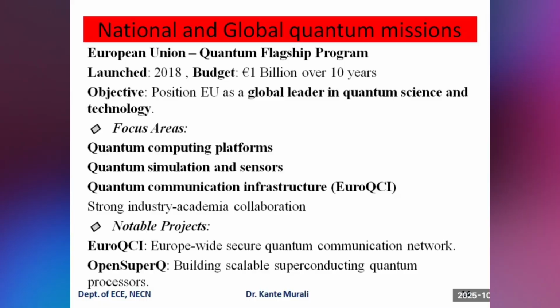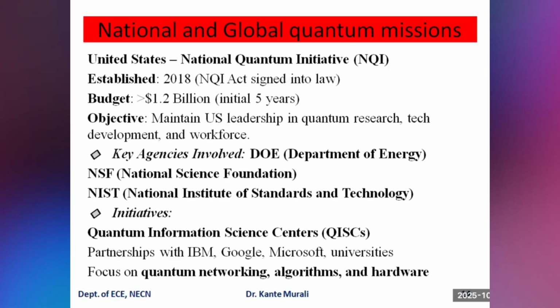Now, similarly, the European Union has a budget of around 1 billion, which started in 2018. It focuses on quantum computing platforms, quantum simulations, sensors, and communication networks. More or less, the objectives of every nation are the same. Let us go to the US. Again, we start with the 2018 National Quantum Initiative with 1.2 billion dollars, now focusing on quantum information science, quantum networking, quantum algorithms, and the hardware required to support the quantum technologies.